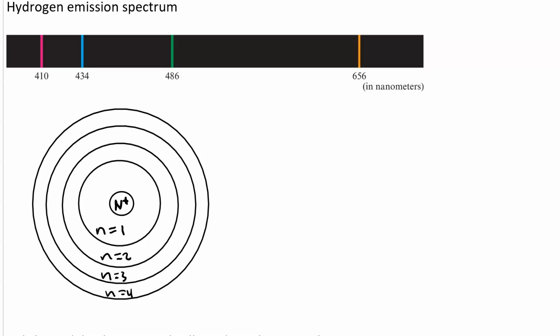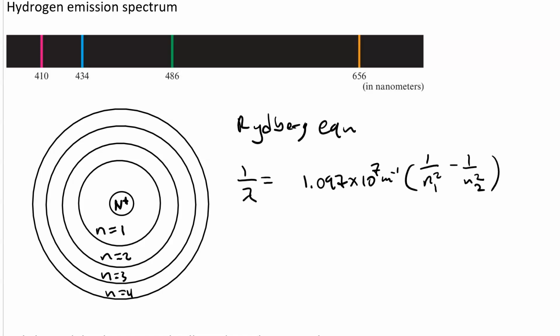Furthermore, he used the Rydberg equation, 1 over the wavelength equals 1.097 times 10 to the 7th inverse meters times 1 over n1 squared minus 1 over n2 squared, where n1 and n2 are the different energy levels, and n2 is always greater than n1.